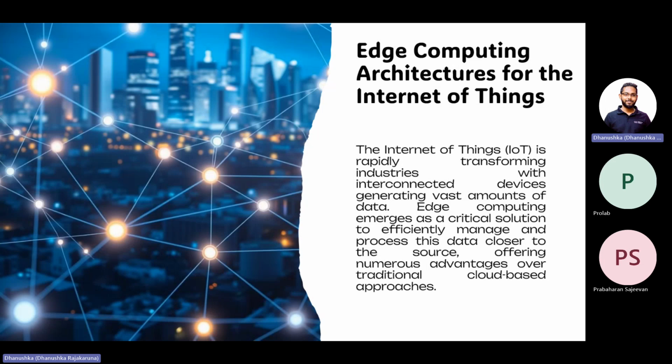The key components of edge computing architectures are IoT devices and edge nodes, fog layers, and cloud backends. The second key component is the architectural model, like device to edge, where IoT devices send data directly to nearby edge nodes for processing, and device to fog to cloud, which means data flows through an intermediate fog layer before reaching the cloud.